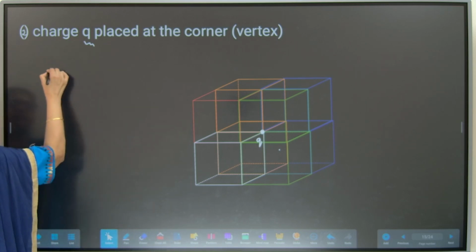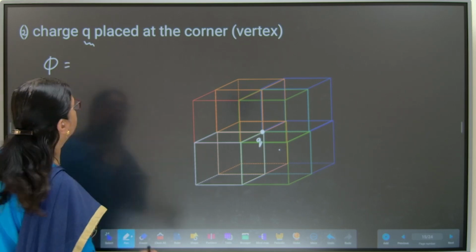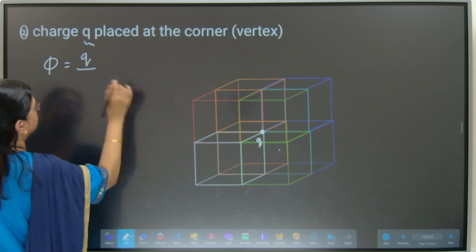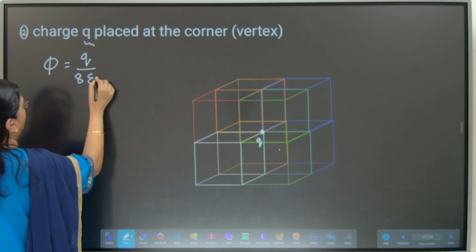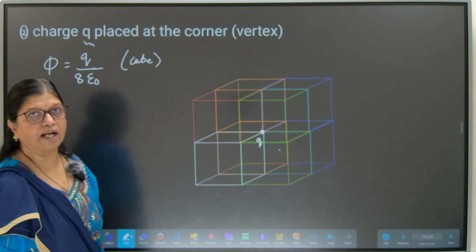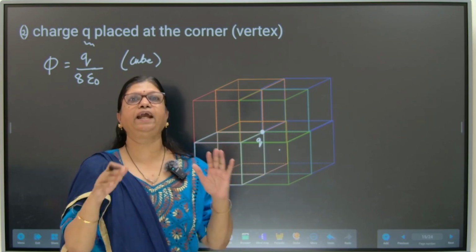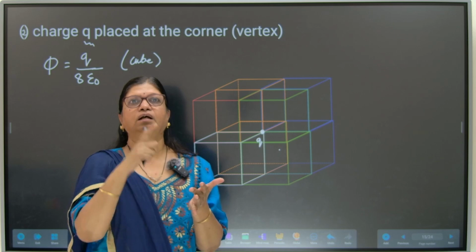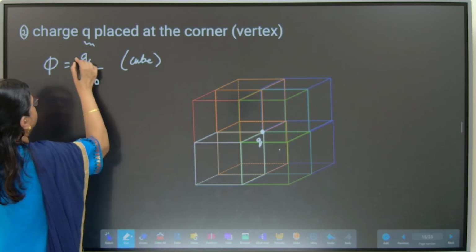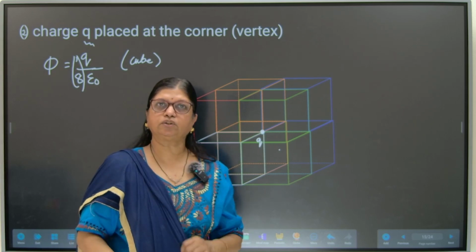So the flux which is equally divided in all the 8 cubes is phi is equal to q. There is only one charge q enclosed, so q upon 8 epsilon naught. This is for the total cube, the total flux through this arrangement. 8 cubes, flux is divided equally through all the 8 cubes. So our flux is q upon 8 epsilon naught. You can also read it as 1 upon 8 times q upon epsilon naught, which is our Gauss's law formula.